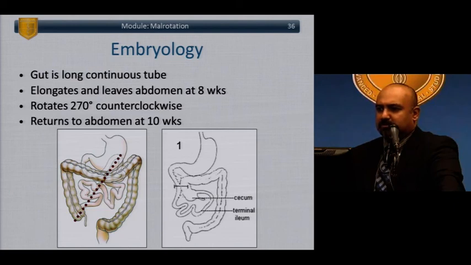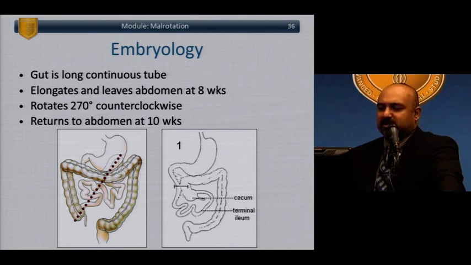So, embryology of this: the gut forms as a long continuous tube. At about 6 to 8 weeks, it leaves the abdomen, grows outside the abdomen, and then comes back into the abdomen. When it comes back in about that 10-week period, it rotates 270 degrees in a counterclockwise fashion, and then it gets fixated. When it gets fixated, there are 2 points of fixation. One's at the ligament of Treitz and one's where the cecum is.